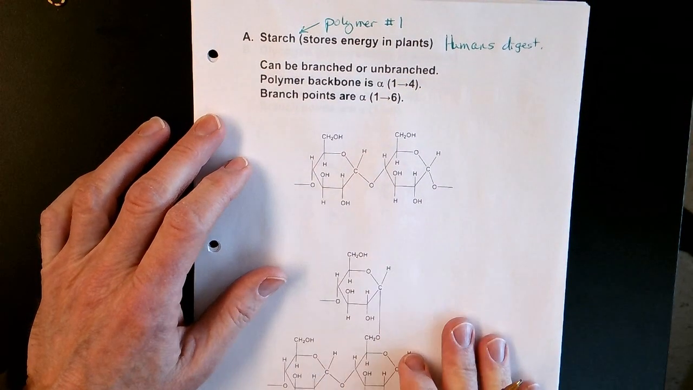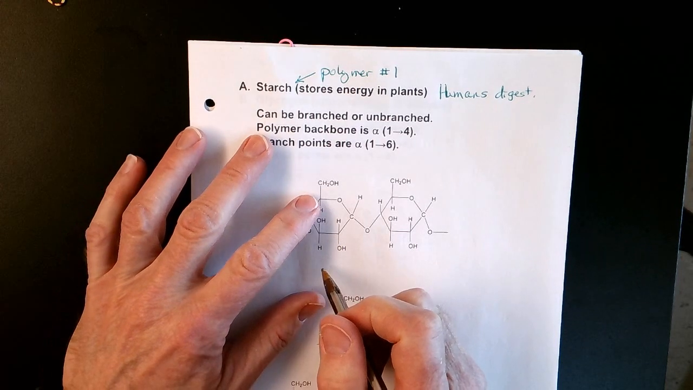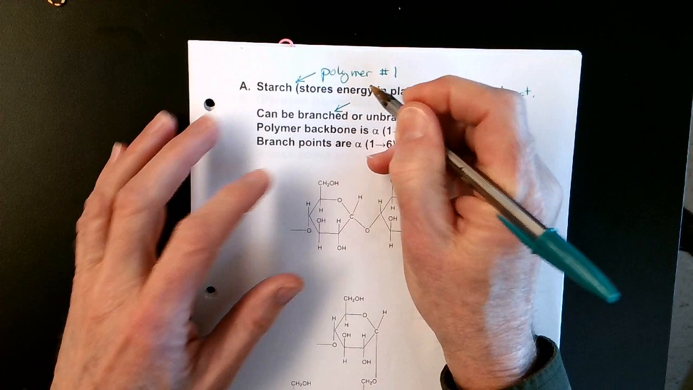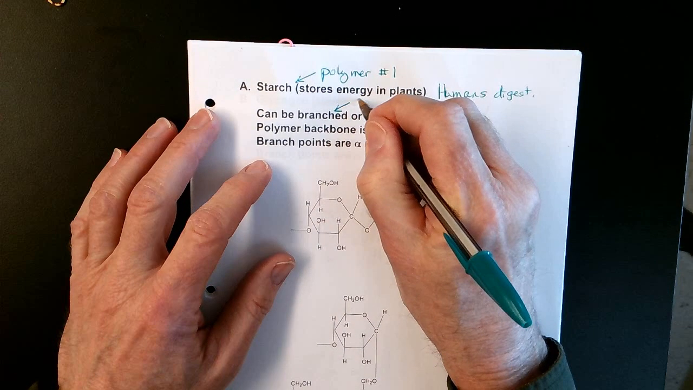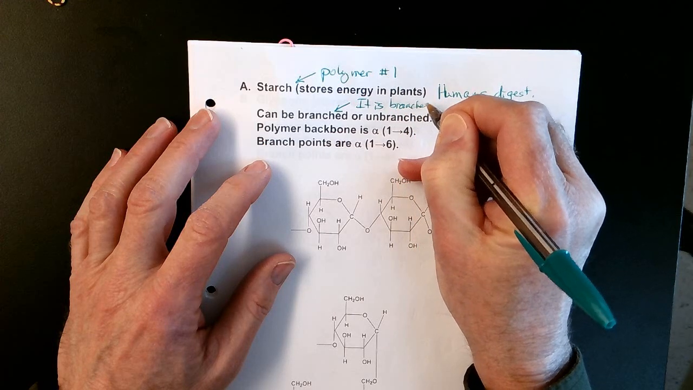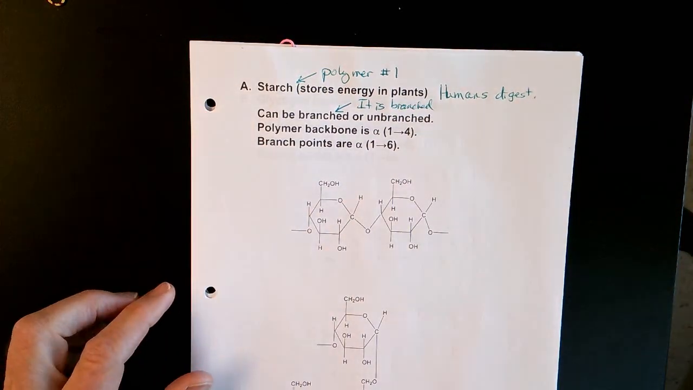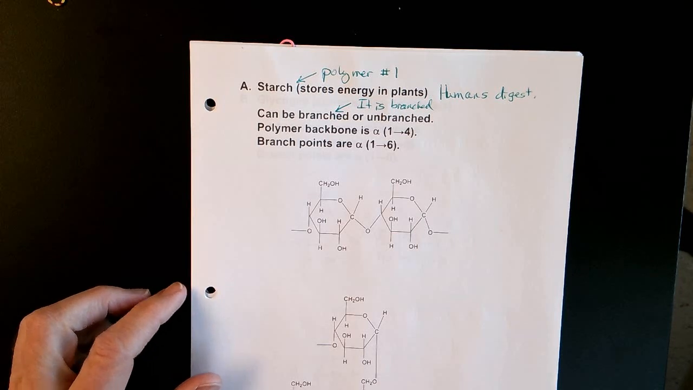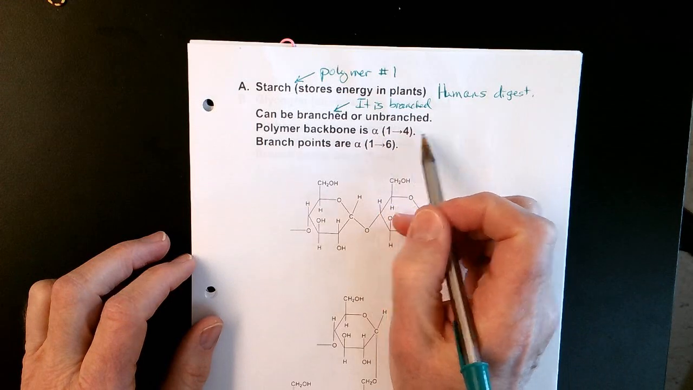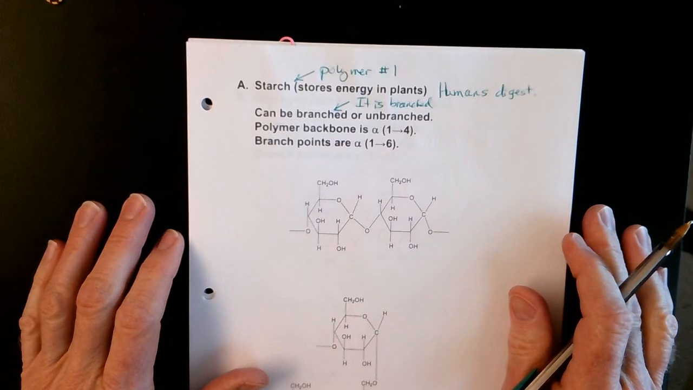All right. Now there's more than one thing you can say about branching here. There's branching in starch. It is branched. So is this one unbranched? No, at least not that we're going to consider. So the polymer backbone, you need to be able to say this about it, is so-called alpha 1,4. I'll put some labels on that. And the branch points are alpha 1,6.